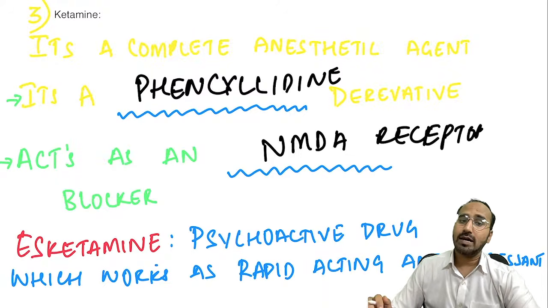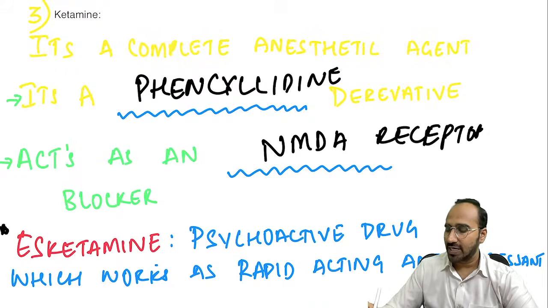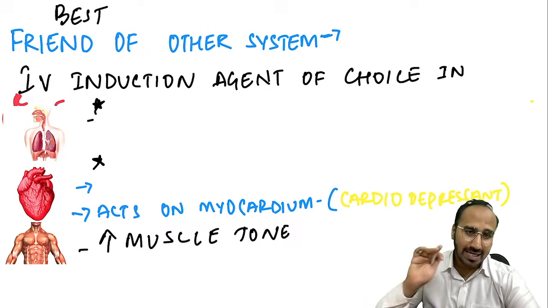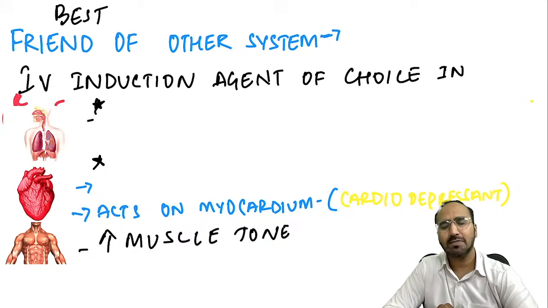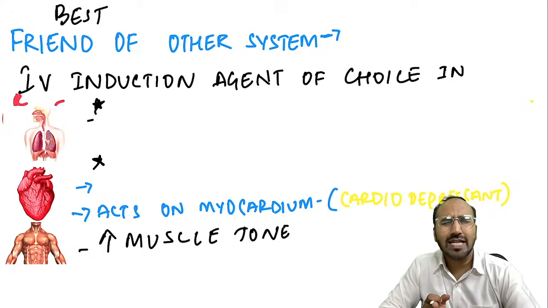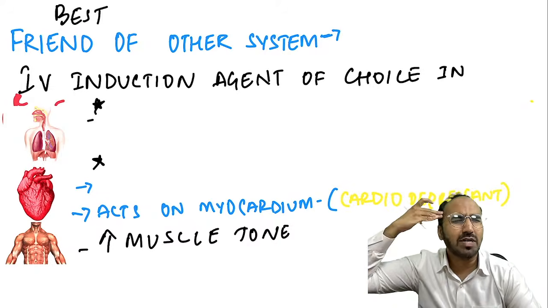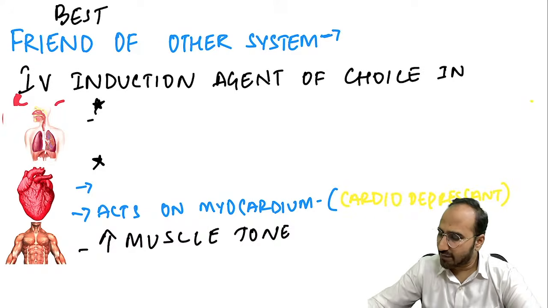Okay. There is one more component of ketamine which is called S-ketamine. It's a psychoactive drug which usually works as a rapid acting antidepressant. Intranasally we are giving this. Okay, so now look over here, guys. Ketamine is total opposite of thiopentone. If someone asks you what is the effect of ketamine on various systems, always remember the effect of thiopentone on various systems. Thiopentone was best friend of CNS, enemy of others. Ketamine is the worst enemy of CNS, best friend of other systems.